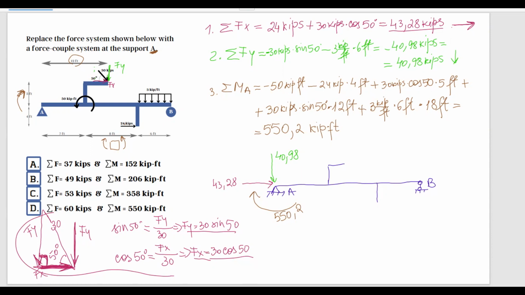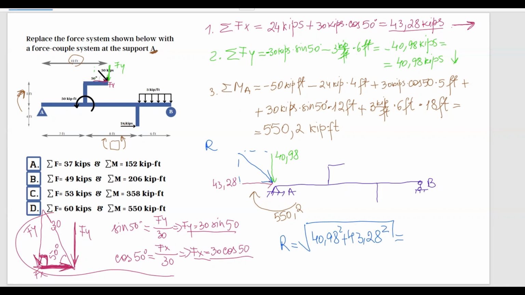Okay. So the problem is asking me to come up with the resultant force, which is obviously easy to do. You can just say the resultant force is going to be equal to the square root of 40.98 squared plus 43.28 squared. Please use your calculators with me.